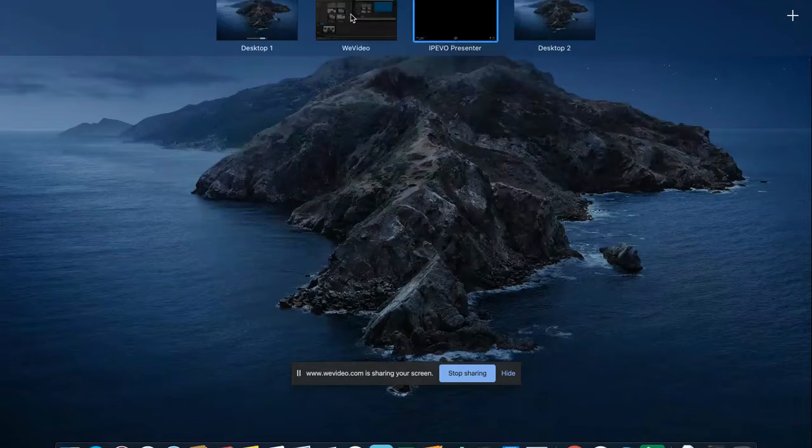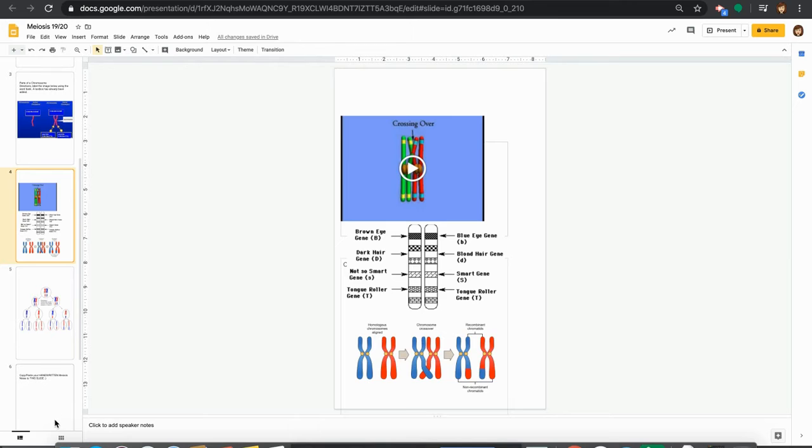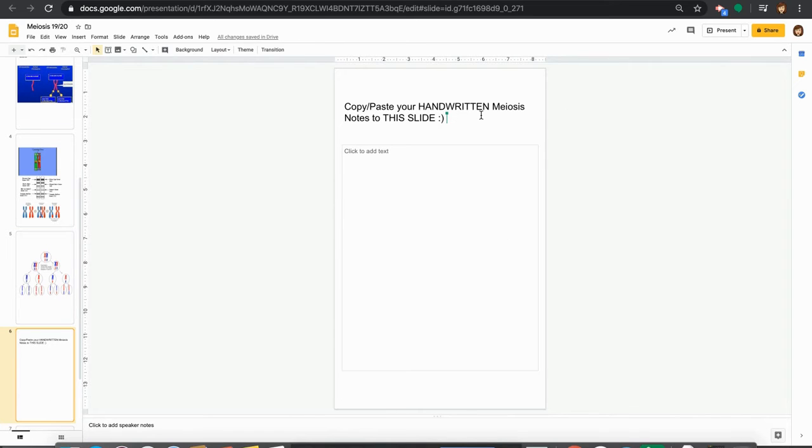Okay, so what I want you guys to do is get out a separate sheet of paper. You can take it from your notebook or it can be a computer paper. Whatever you have is fine. At the end of it, you will copy and paste this picture. So take a picture, copy and paste it to the final slide in your Meiosis 1920 presentation. So it says copy and paste your handwritten Meiosis notes to this slide. So let's begin.